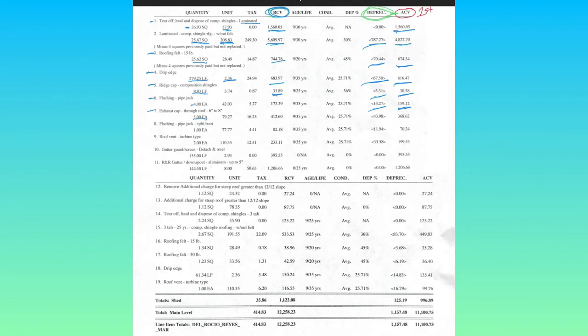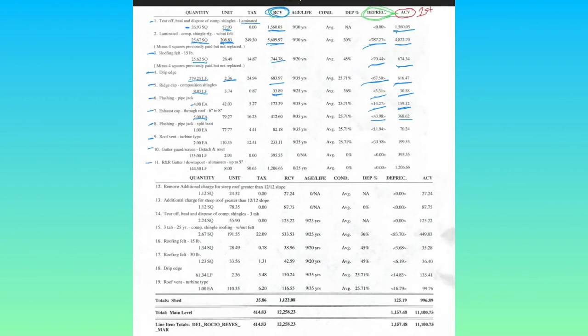It's five of them. They are paying $368 and $43.98 on the second check. Flashing pipe jack, the split boot, that's for the electricity. It's already open, you just clamp it together. Roof vent, the same thing. The turbine type, that's the round ones.